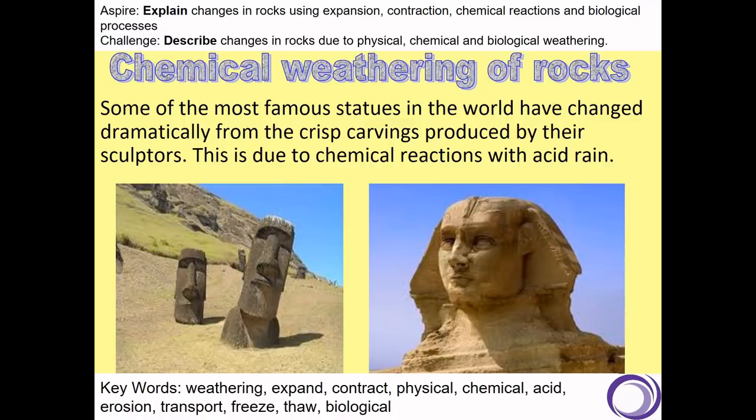So we've got some Easter Island statues there, and we've got the Sphinx from Egypt, all of which were probably much crisper and clearer images when they were originally carved many years ago. And the changes are due, in the main, to acid rain.